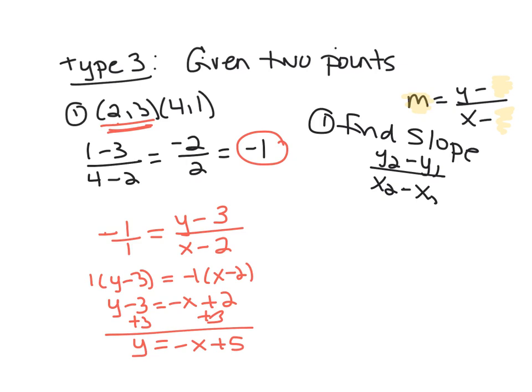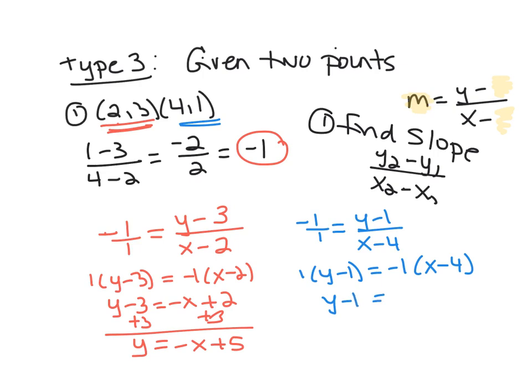Now, I am going to show you just this one time if you would have chosen the other ordered pair. So negative 1 over 1 equals y minus 1 over x minus 4. 1 times y minus 1 equals negative 1 times x minus 4. y minus 1 equals negative x plus 4, add 1, y equals negative x plus 5. It does work. I am not asking you to do both, and I'm not going to do both every time. I just need you to see how that works.